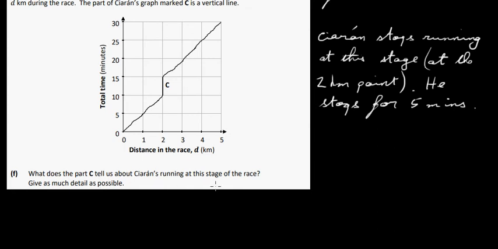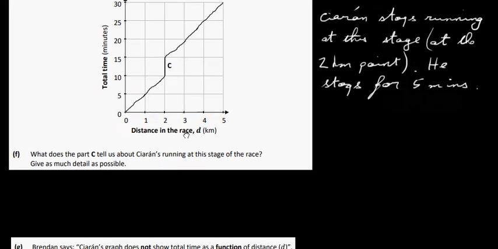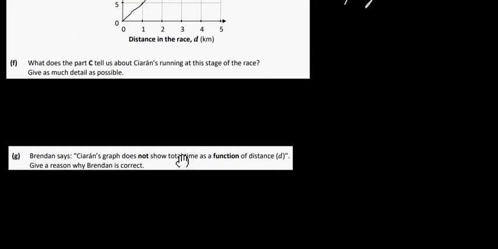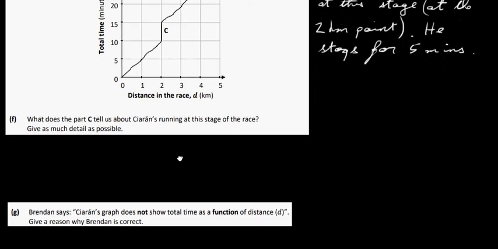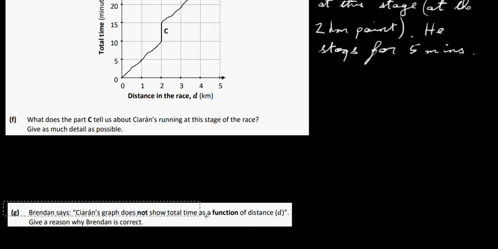What does part C tell us about Kieran's running at this stage of the race? Well, he stopped running and he stopped for 5 minutes. There isn't much more you can say about that, I think. Now we'll move on to the next section anyway. Now, Brendan says Kieran's graph does not show the total time as a function of distance. Give a reason why Brendan is correct. So Brendan says that Kieran's graph does not show the time on the y-axis is a function of the distance x along the x-axis.